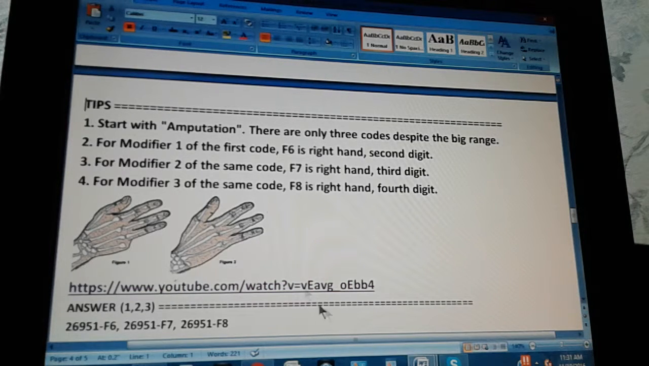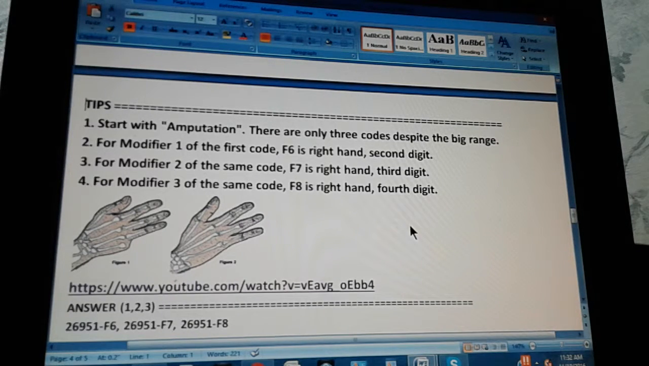Tip number 1. Start with amputation. There are only 3 codes despite the big range. You're going to find a big range and think, oh my god, there are many codes I have to look for. Don't get scared. There are only 3 codes within that range. Now the second tip. For modifier 1 of the first code, F6 is right hand second digit. The modifiers just explain which hand it is, left or right, and which digit it is.